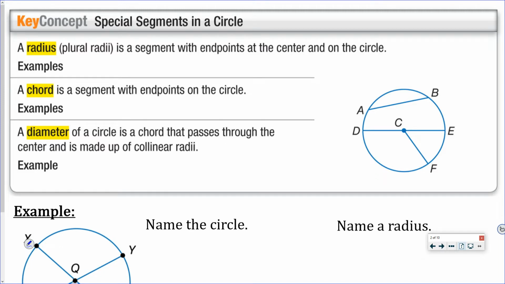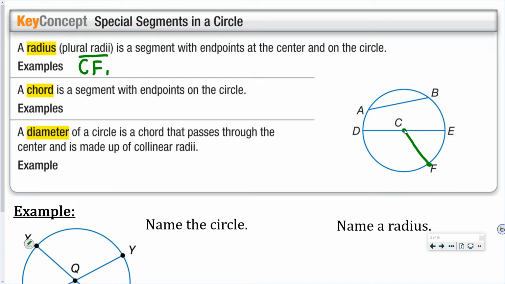Radius, when we're talking about a circle, is a segment that has one of its endpoints at the center of the circle and the other endpoint on the circle somewhere. So, looking at this circle on the right-hand side here, CF would be an example of a radius. The plural of radius, if I have one or more, is radii. We say radii instead of radiuses.